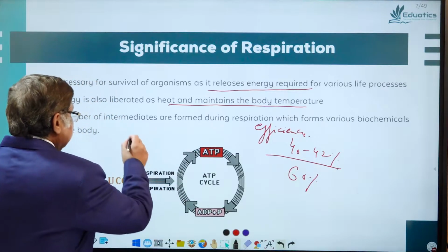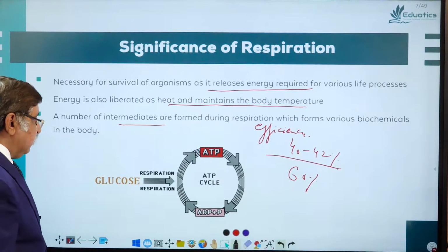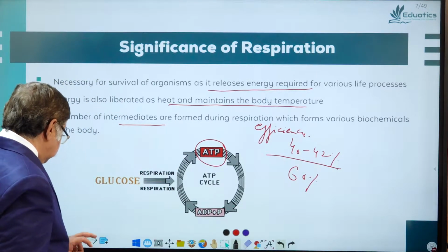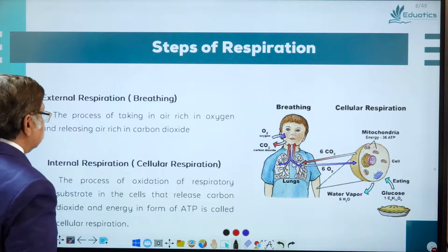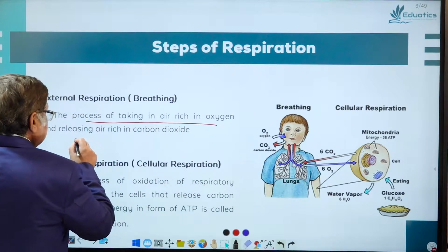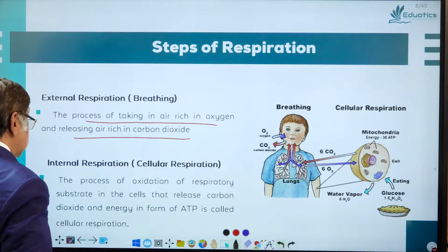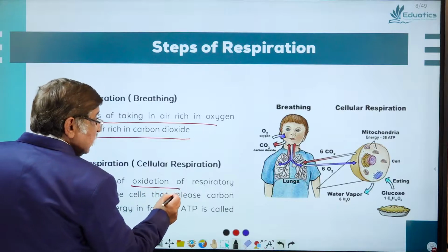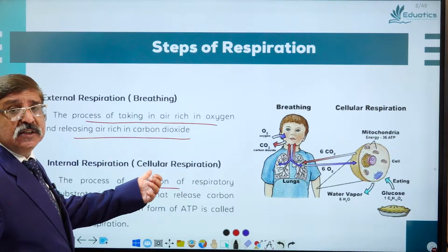A number of intermediates are formed in respiratory cycles. So that will be discussed, but the basic aim is to produce ATP. Now, external breathing: the process of taking in air rich in oxygen and releasing air rich in carbon dioxide is breathing. Cellular or internal respiration: the process in which glucose is oxidized to release energy, we call it internal or cellular respiration or tissue respiration.